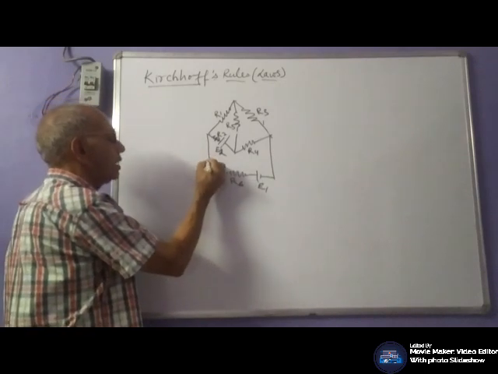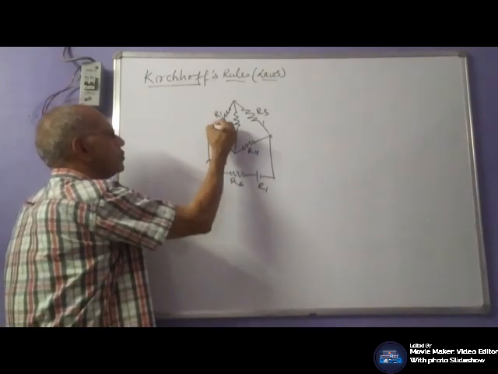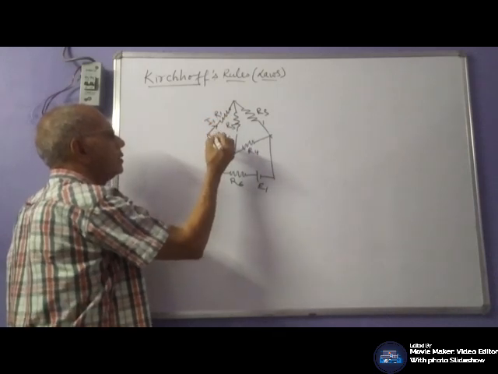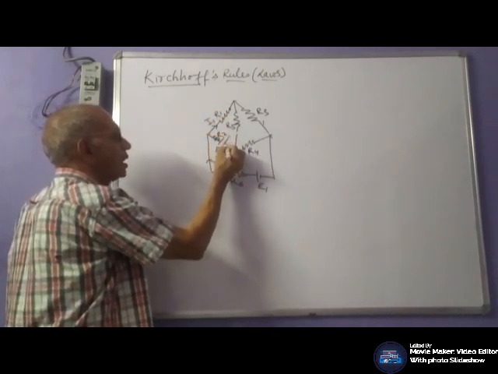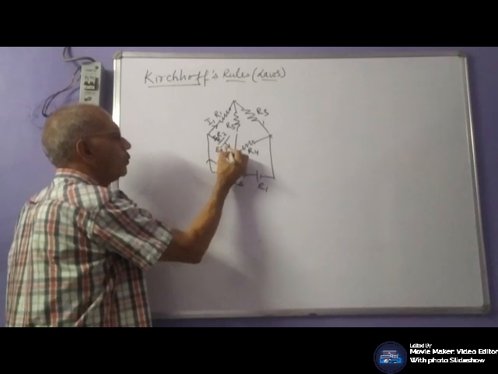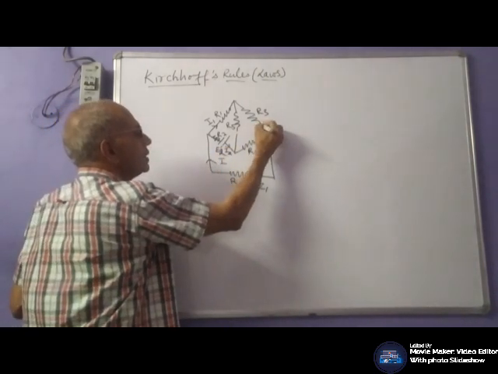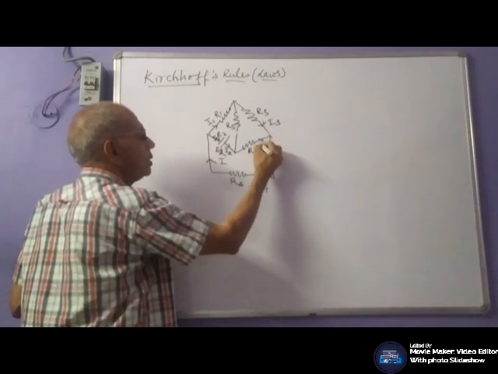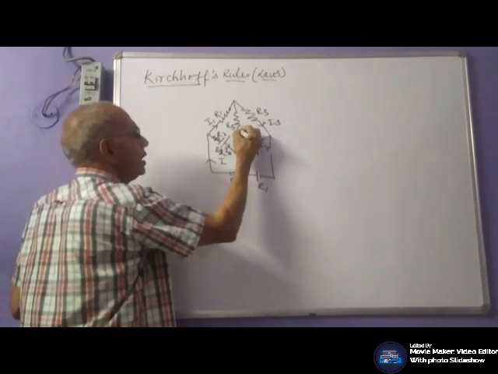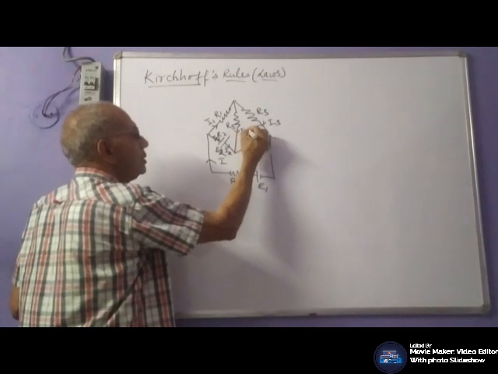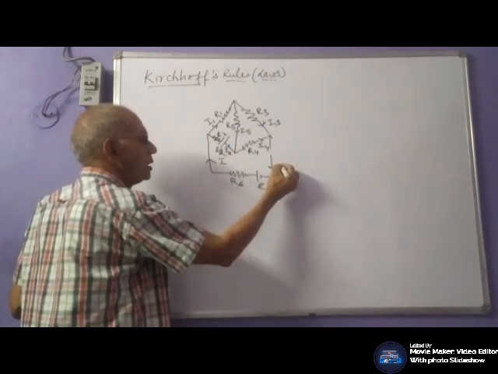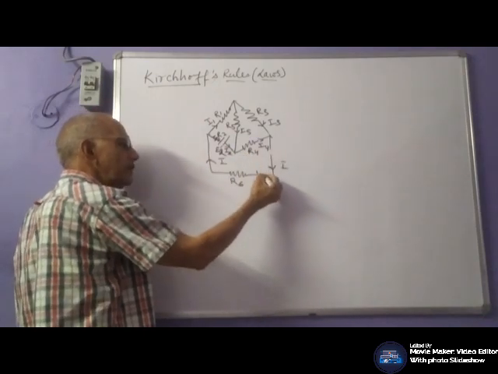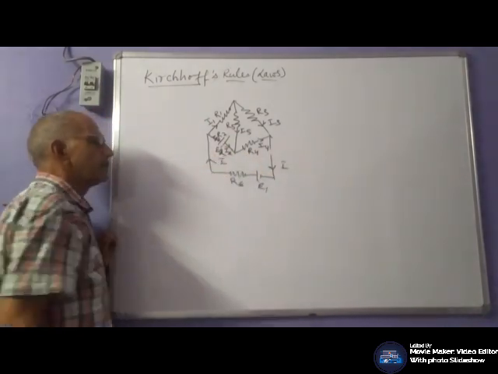Suppose this is current I. Say this is I1, this is I2, I3, I4, I5. Again I, because I is this current, so entering I, out I.